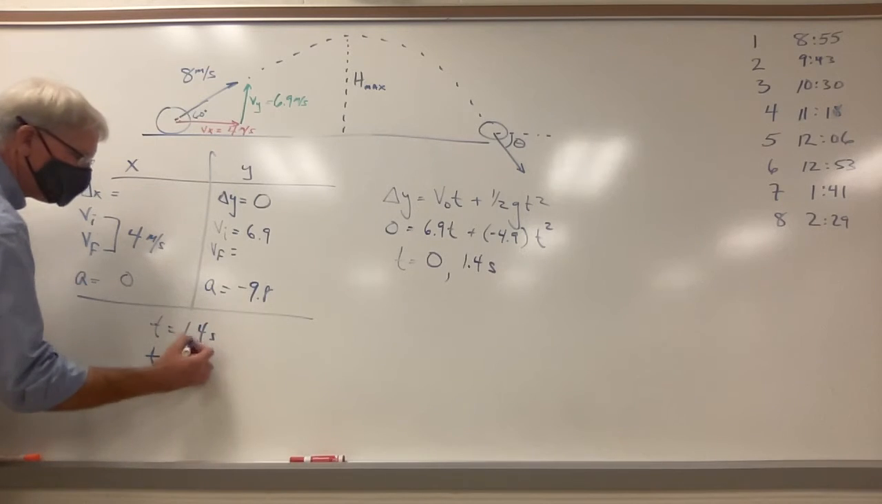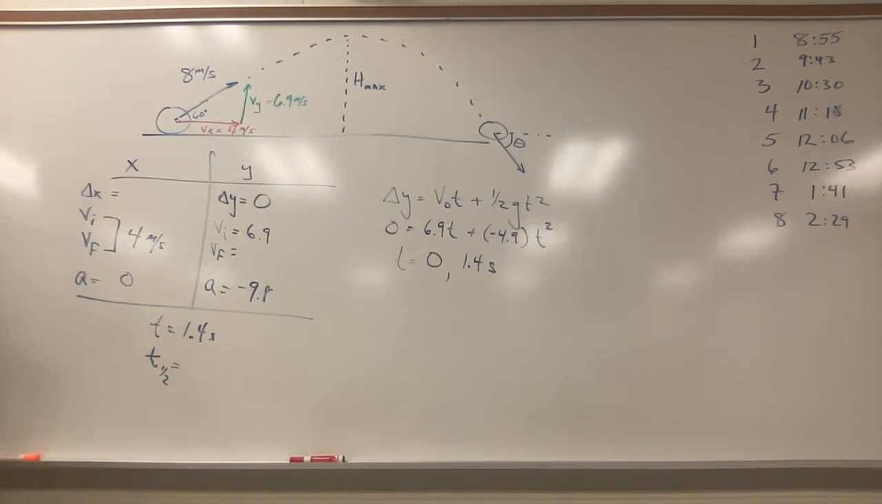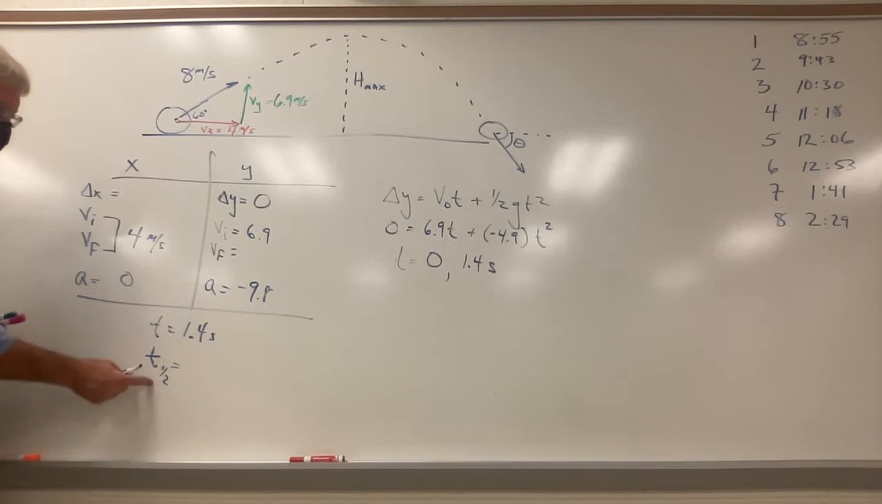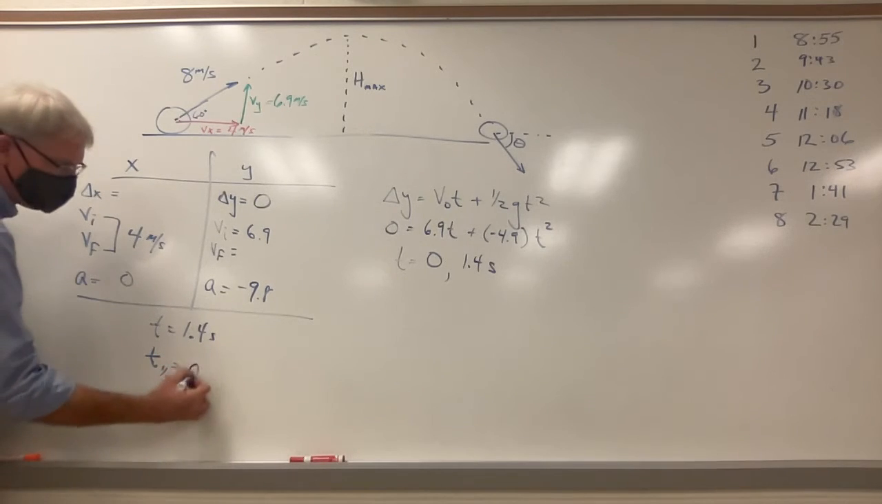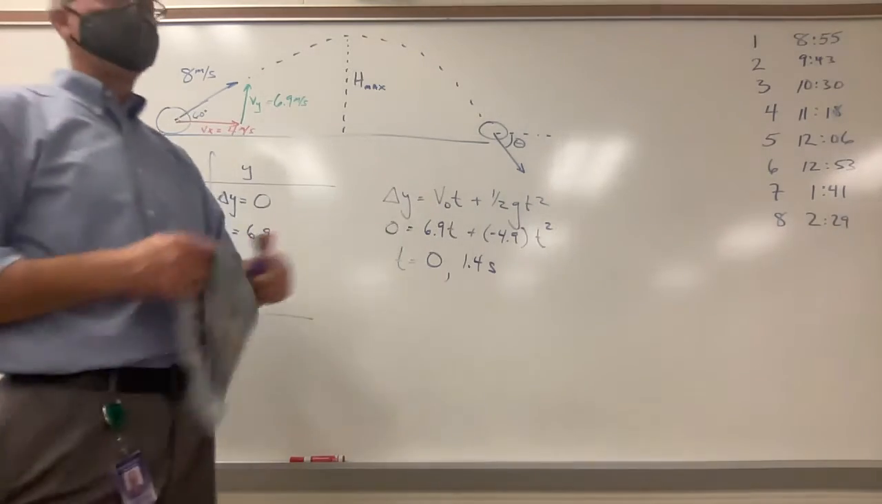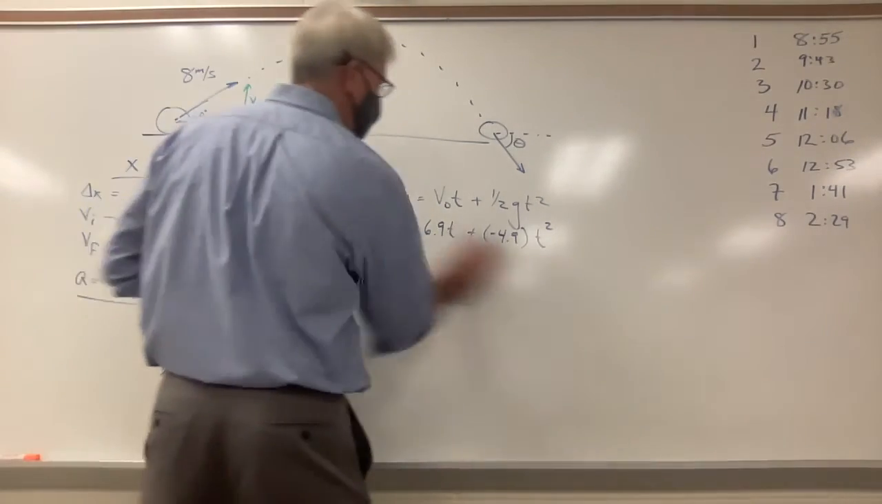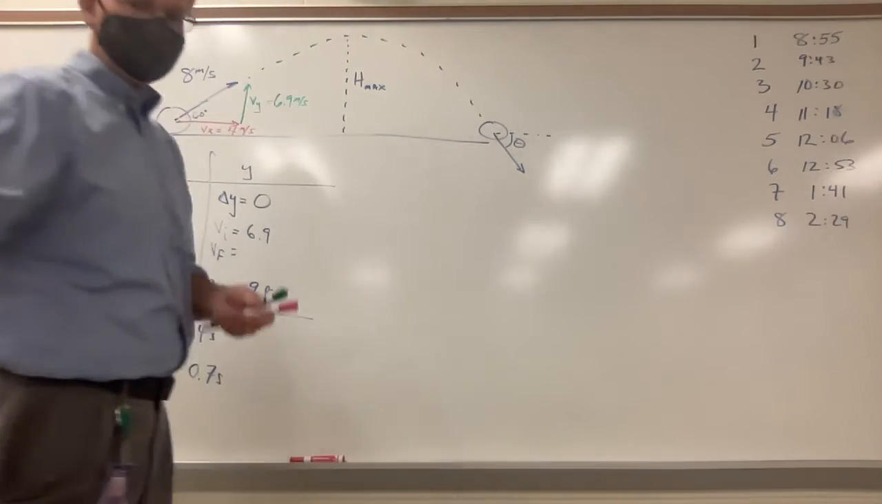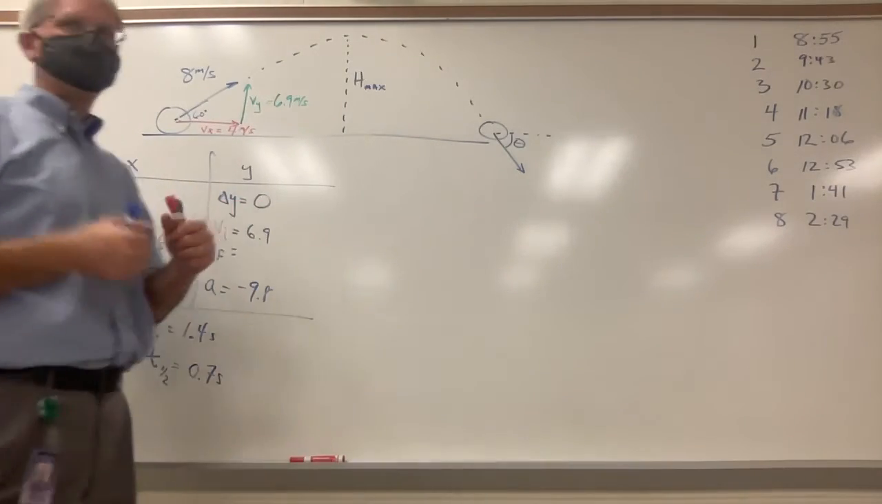So now we know our time is 1.4 seconds, and then we can find the change in x. Now, what's a half time? 0.7 seconds. It's literally half of the time. Now, I'll show you a way to do it without the quadratic formula. There is another formula you could have used. We are going to make a symmetry argument.